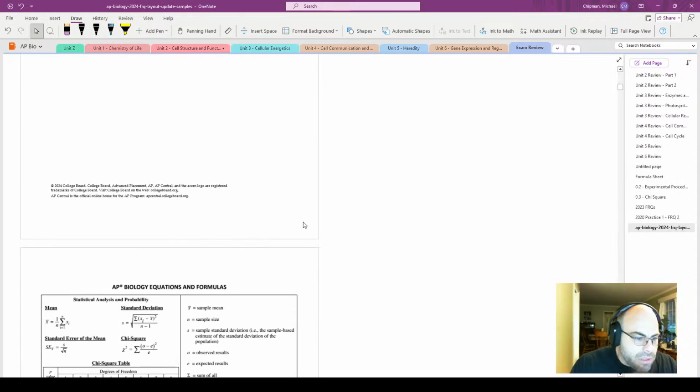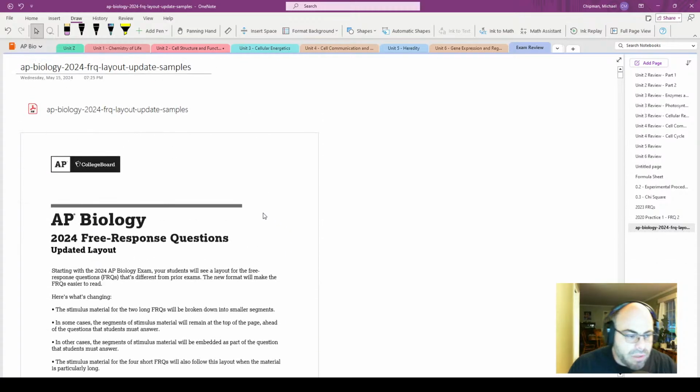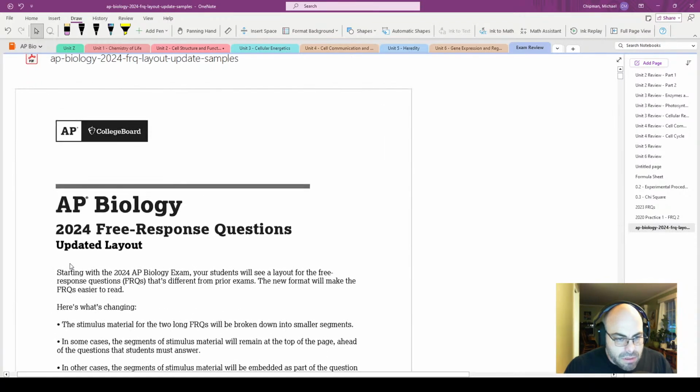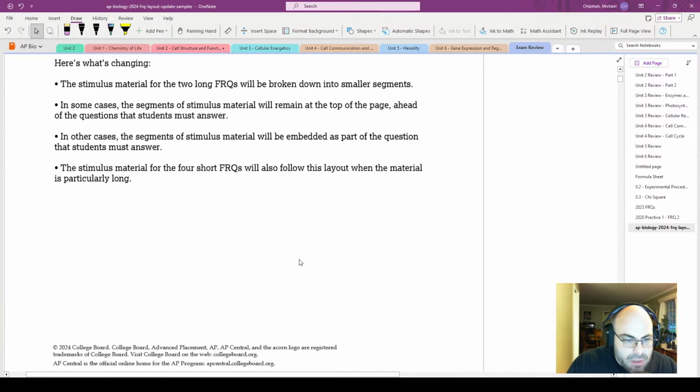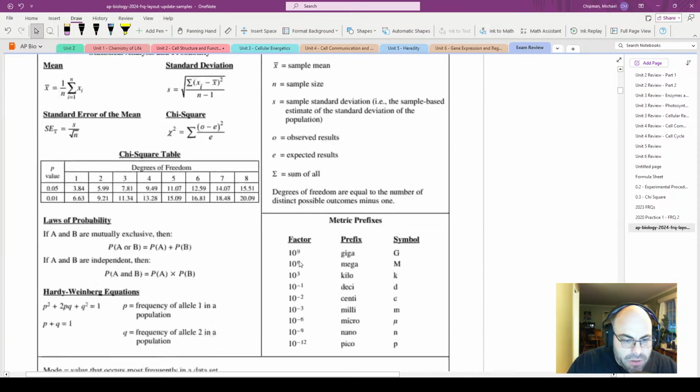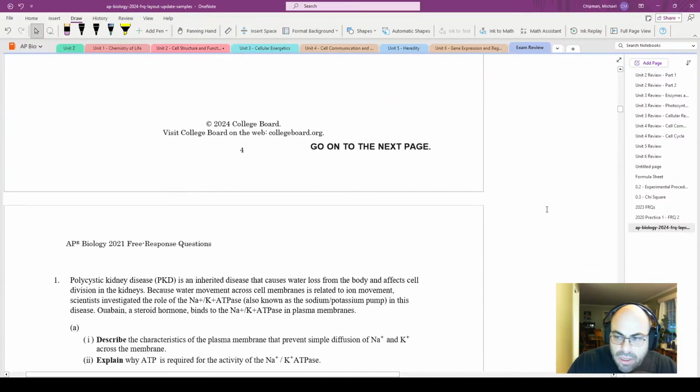Actually, one of the things I want to go over, if any of my own students are in here, is this updated layout for FRQs. It doesn't really change anything, but it doesn't look like any of the FRQs that we've had. And so what does that mean? Yeah, I will explain that in just a moment. That's a good question. So here are some FRQs. This is what the new one's going to look like.